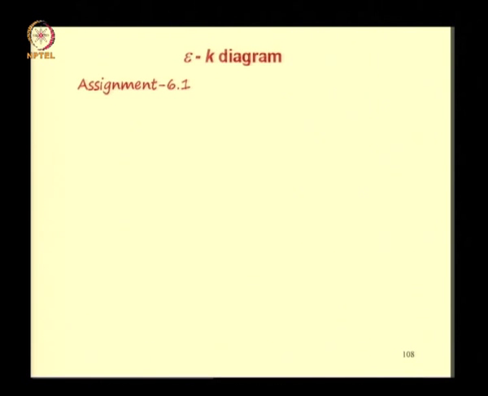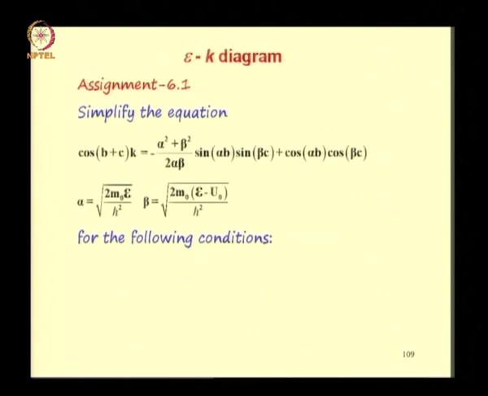Now here is an assignment for you. Simplify the equation cosine of (b plus c) k equals minus (alpha square plus beta square) by 2 alpha beta into sine of alpha b into sine of beta c plus cos of alpha b into cos of beta c, where alpha and beta are given by these quantities for the following conditions.